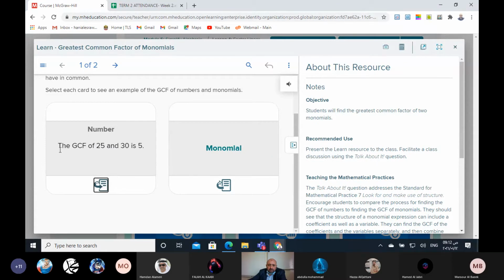As you see here, the GCF of 25 and 30 is 5. And here the GCF of 25x and 30x is 5x.